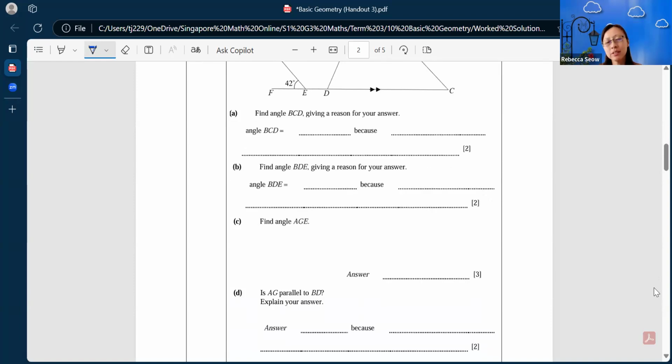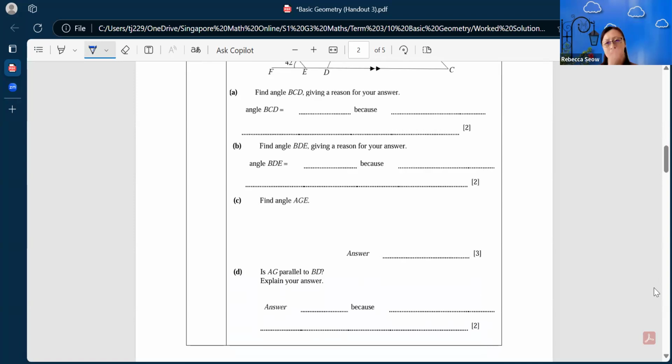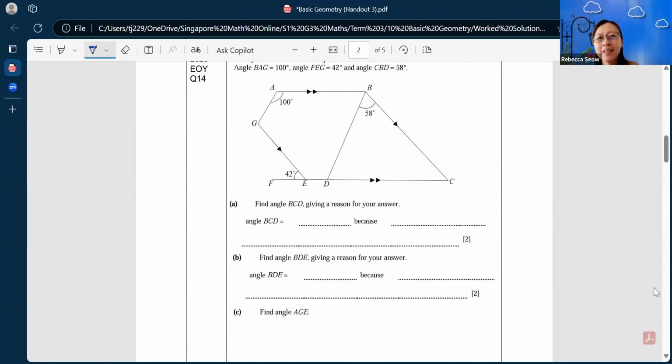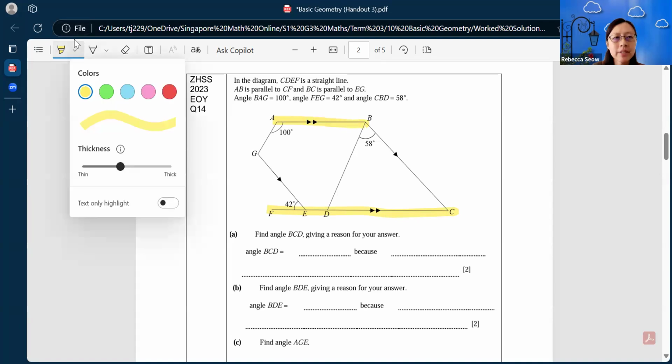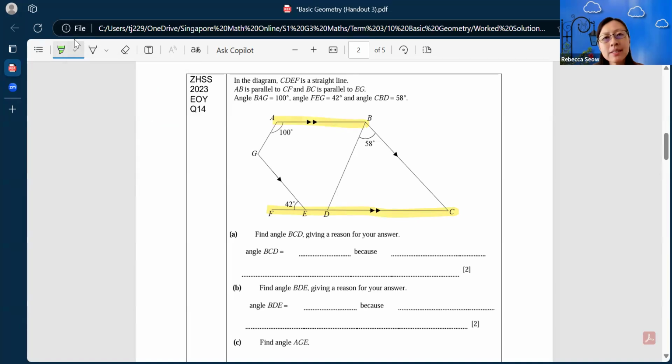You can see this question has many marks given to it. If you add all the marks, we realize, wow, it's 9 marks. Let's treat every part with seriousness. As usual, let's list down whatever important information is given to us. CDEF is a straight line. Let me highlight that in yellow. AB is parallel to CF, so this is the line that is parallel to AB. Let me also highlight in yellow. And we have another pair of parallel lines, which is BC parallel to EG. This one I will highlight in green.